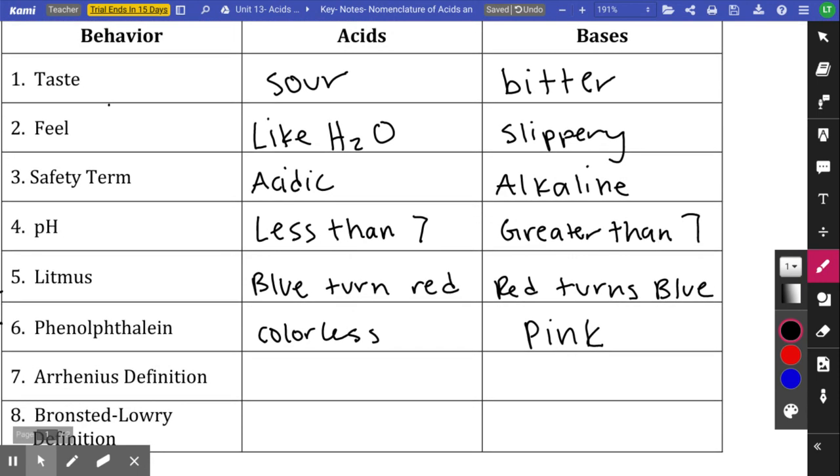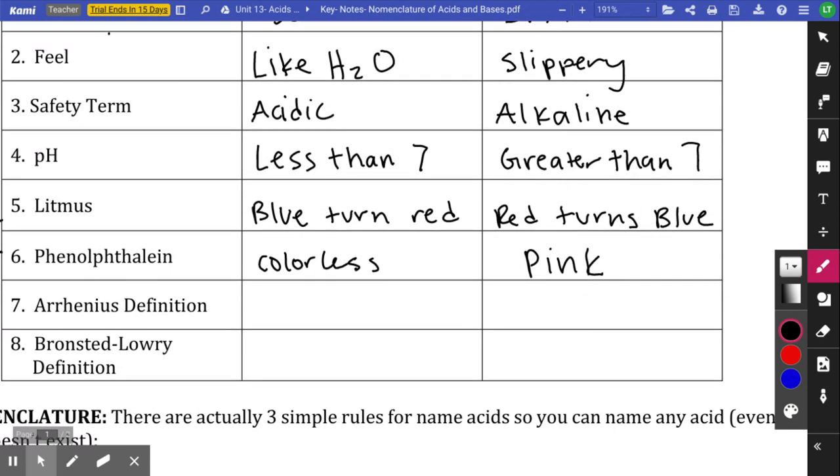We've got just those properties. So acids are sour. Their feel, texture is like water. We would say that they are acidic. Their pH is less than 7. They turn blue litmus paper red. And in phenolphthalein, they are colorless. Whereas bases are bitter. They feel slippery when you get them on your skin. They are alkaline substances. Their pH is greater than 7. Red litmus paper turns blue. And in phenolphthalein, it is pink.